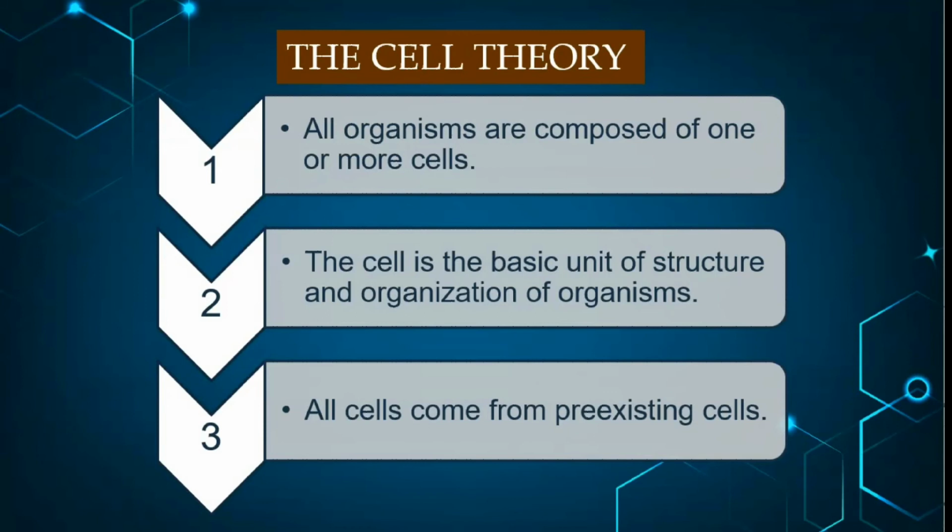Three, all cells come from pre-existent cells. Before the cell theory, no one knew how cells were formed, where they came from, or what determined the type of cell they became. The cell theory states that a cell divides to form two identical cells.